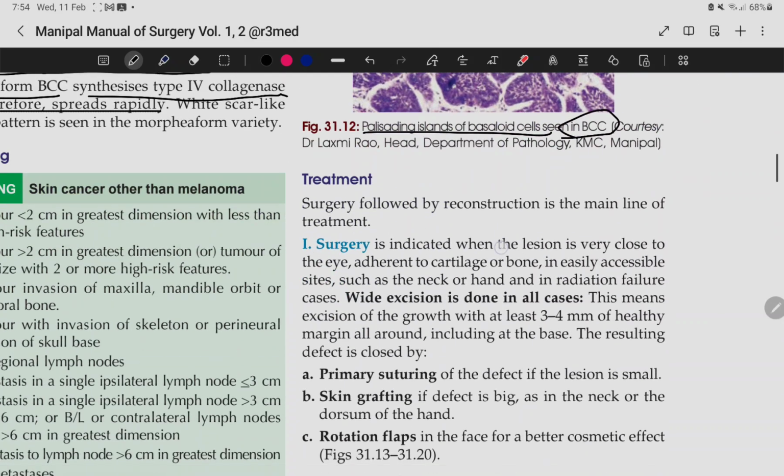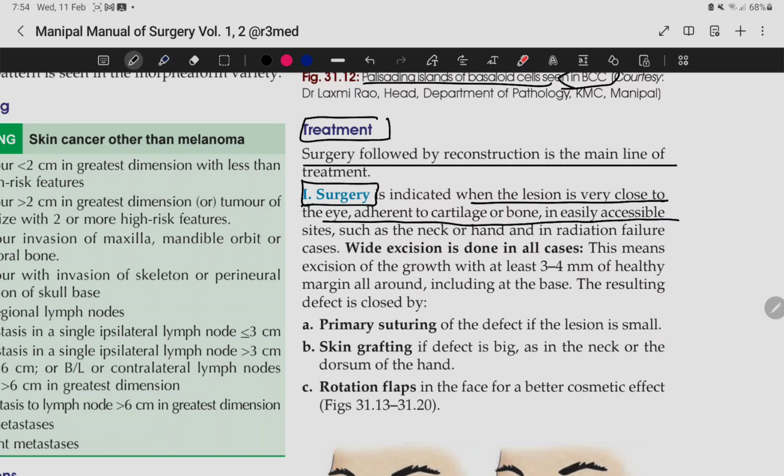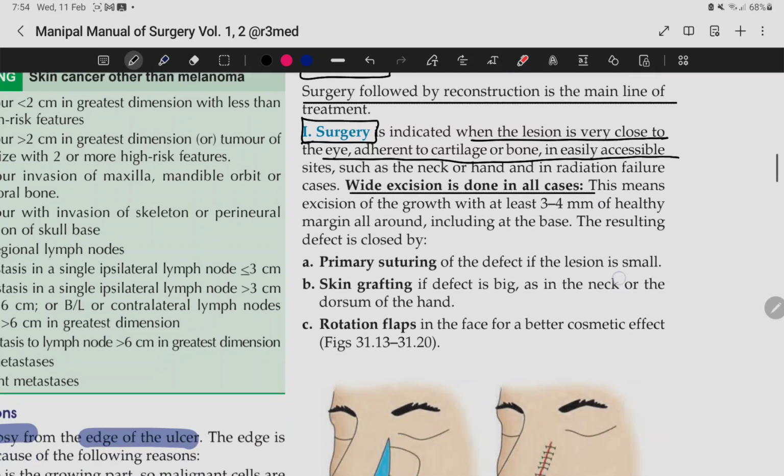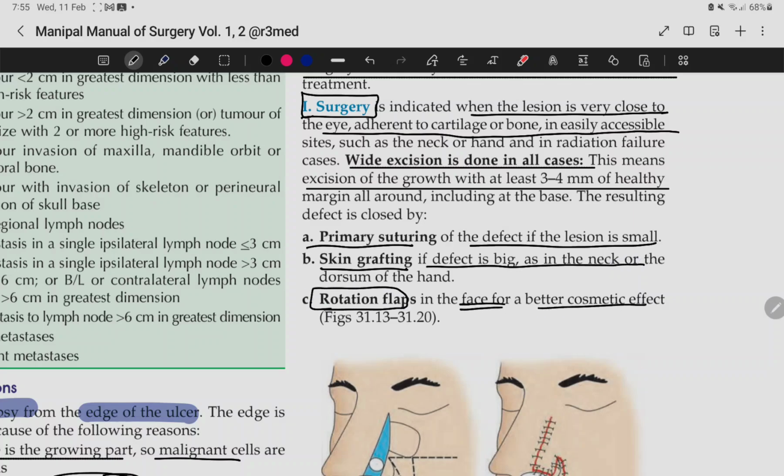So here you see. Coming to the treatment, surgery followed by reconstruction is the main mode. Surgery is indicated when the lesion is very close to the eye, adherent to the cartilage or the bone, or in very accessible areas. Wide excision is done in all cases. This means excision of the growth with at least 3 to 4 millimeters of healthy margin. Primary suturing of the defect if the lesion is small, skin grafting if the defect is big, and a rotation flap for the face for better cosmesis.